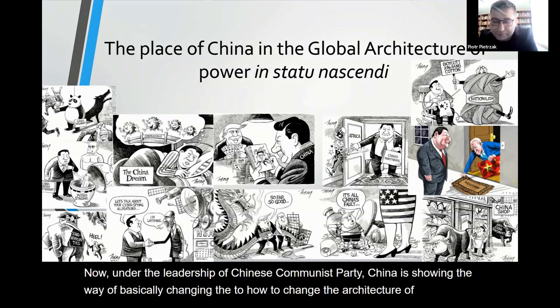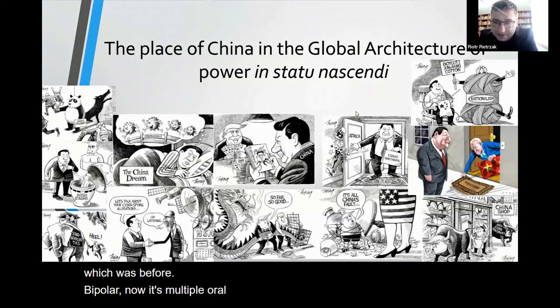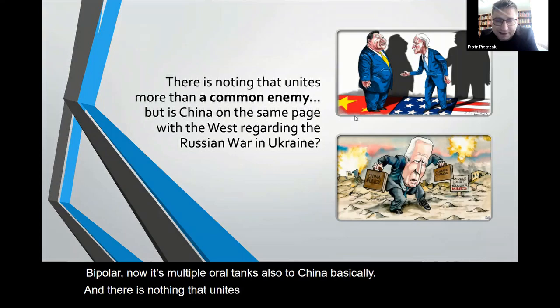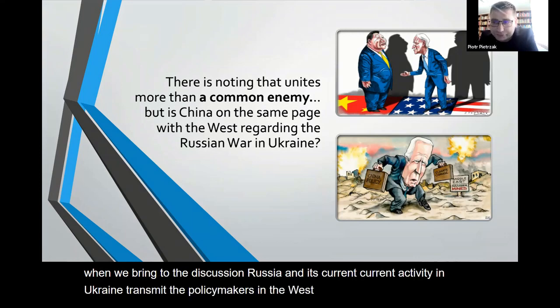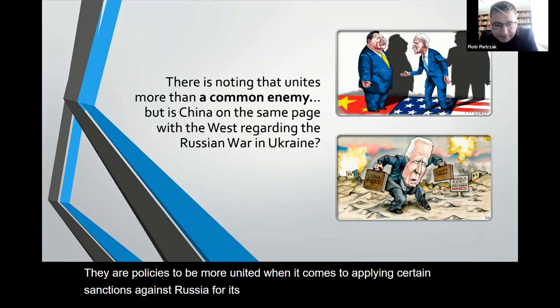which was before bipolar. Now it's multipolar, thanks also to China, basically. And there is nothing that unites certain countries more than a common enemy. So when we bring to the discussion Russia and its current activity in Ukraine, trust me, the policymakers in the West would love to attract China to their policies, to be more united when it comes to applying certain sanctions against Russia for its intervention in Ukraine.